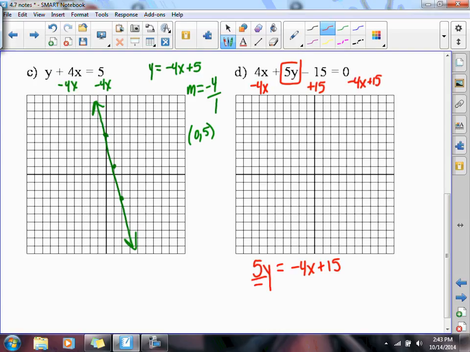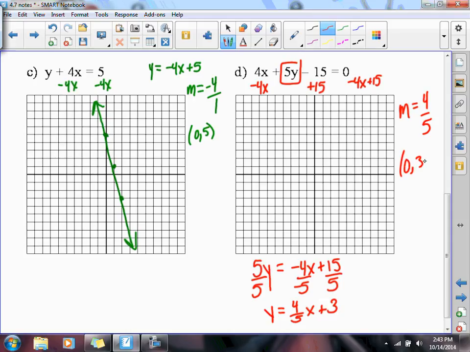Now I still need to divide by 5. So everything's going to get divided by 5. So y will equal, remember, negative divided by negative is going to be a positive 4/5 x plus 3. So my slope for this equation is going to be 4/5, and my intercept is going to be 0, 3.